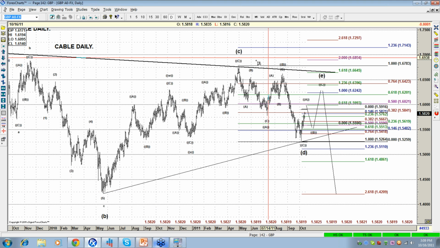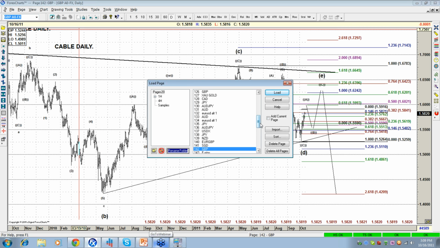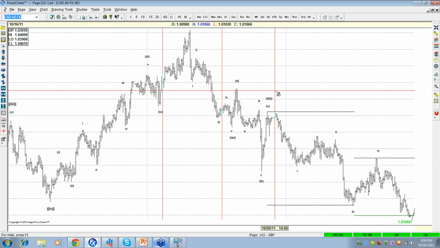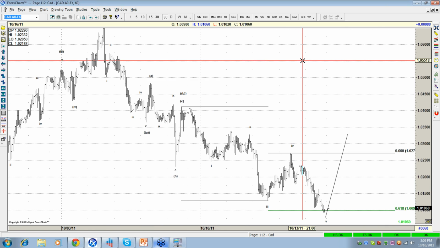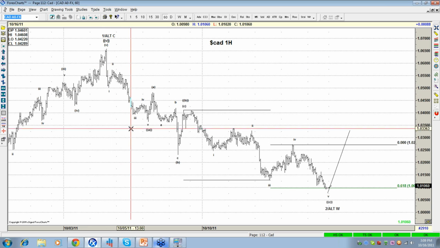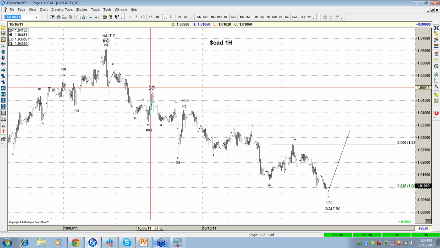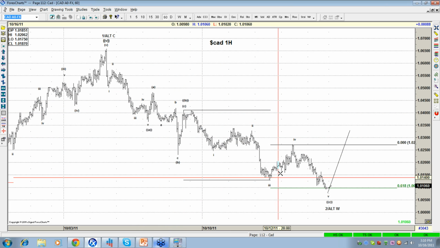Dollar CAD, very easy. We got fear on the long on Sunday. The count is very clear. 1, 2, 3, 4, 5. A, B wave flat. 1, 2, 3, 4, 5.